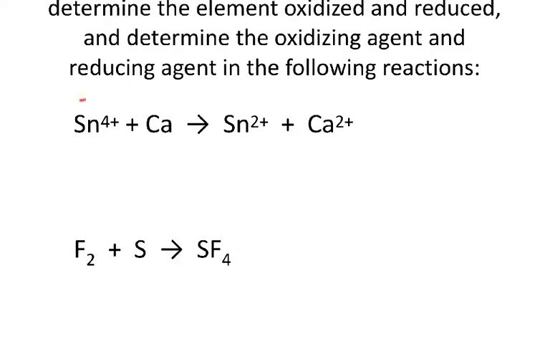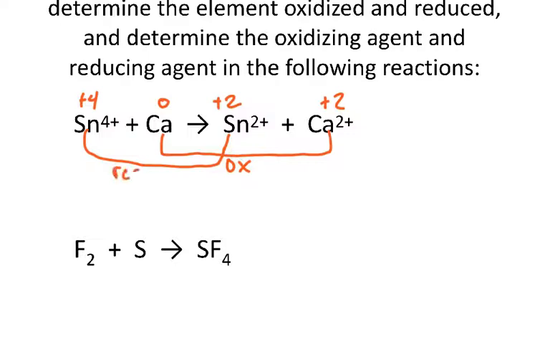So here tin is a +4, calcium is a 0. This tin is a +2. Calcium is a +2. So our calcium here was oxidized. Our tin was reduced, which means our calcium is the reducing agent, and our tin is the oxidizing agent.